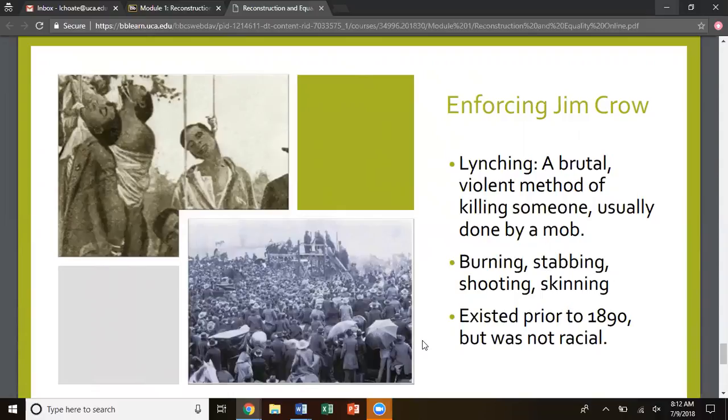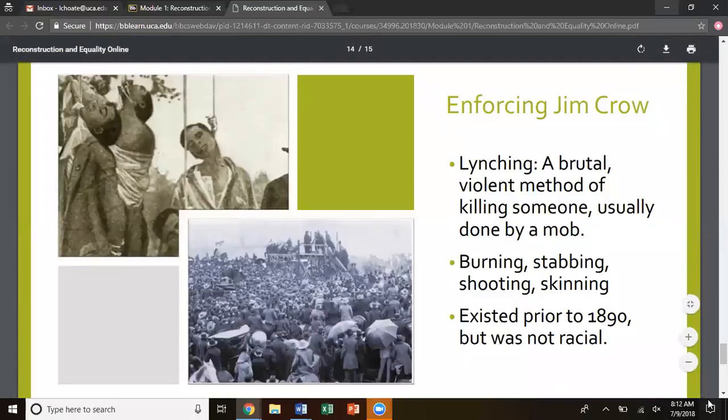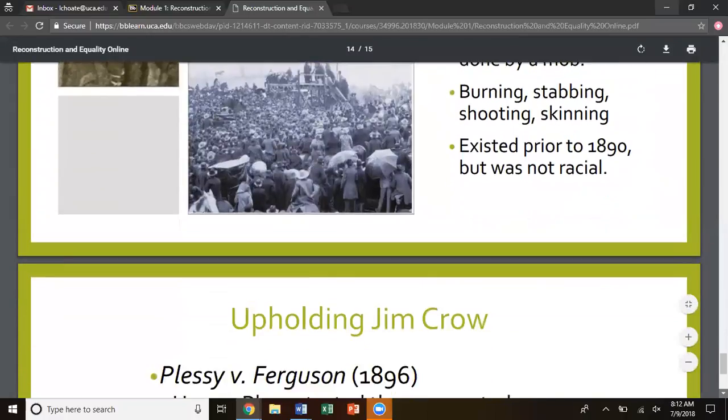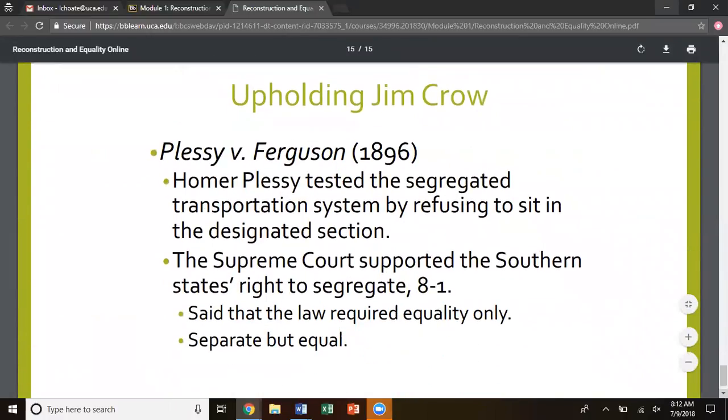Lynching can be done through burning, stabbing, shooting, skinning, all kinds of terrible ways of executing somebody. It did exist prior to 1890, but it wasn't a racial thing. It could be done anywhere against a person, but in 1890, it becomes specifically a white-on-black crime, specifically targeting Black men in order to keep them in line in the South.